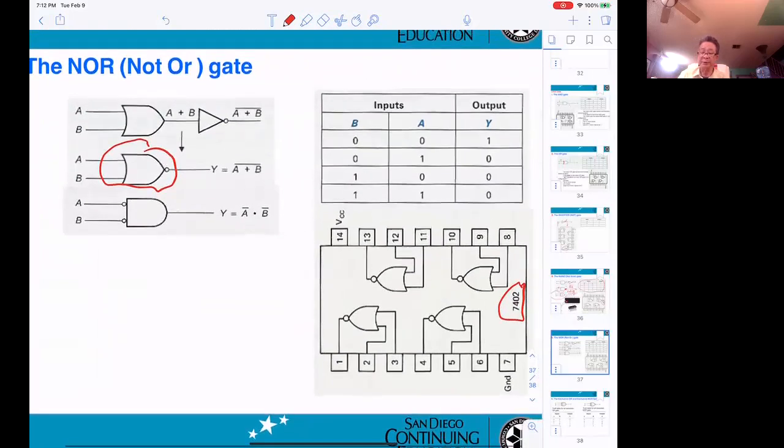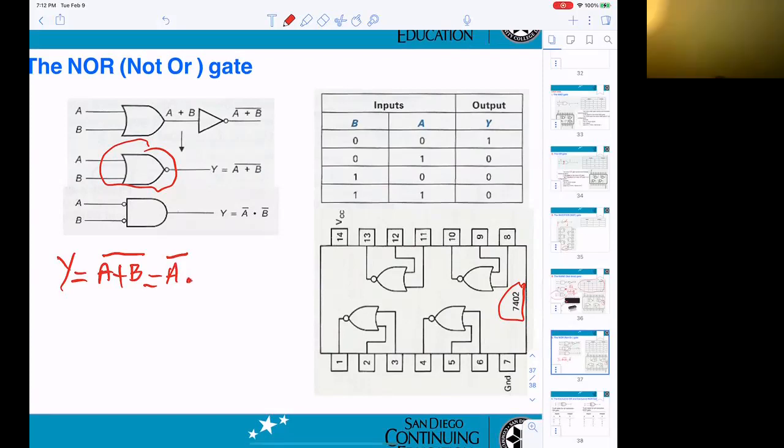is 7402. So what I want is this equation here, Y equals NOT (A OR B). I don't want this; I want to break it out. What do you think you get? A turns out to be NOT A, and B, NOT B.